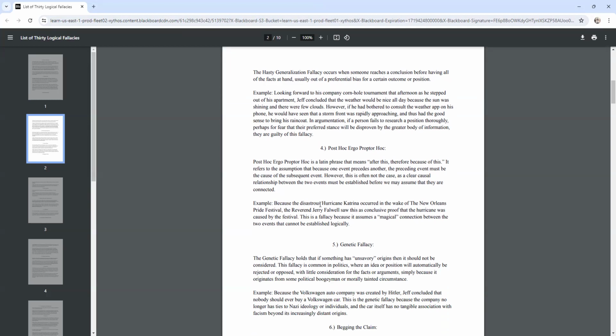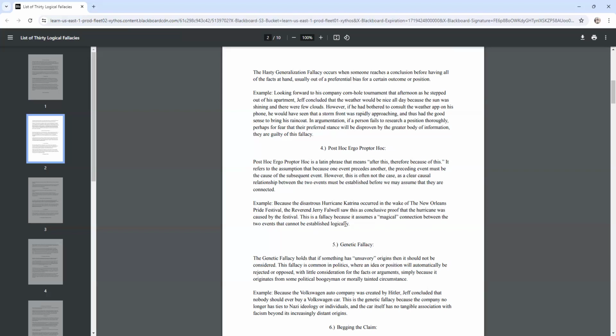Example, because of the disastrous Hurricane Katrina occurring in the wake of the New Orleans Pride Festival, the Reverend Jerry Falwell saw this as conclusive proof that the hurricane was caused by the festival. This is a fallacy because it assumes a magical connection between the two events that cannot be established logically. And again, belief is fine for your personal life, but you need to be able to demonstrate clear logical connections between things once you're working in the realm of argumentation.